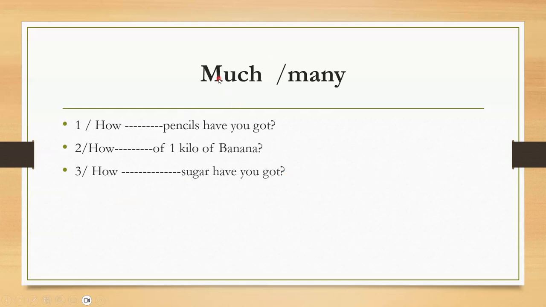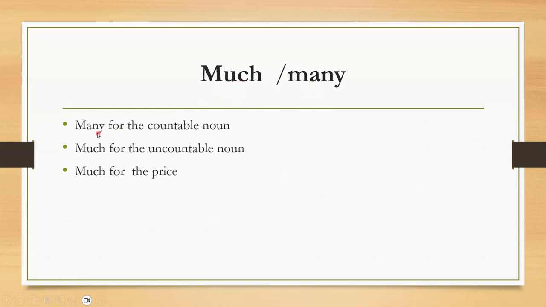Okay. Now we will use much and many. Many is for the countable noun, الأشياء التي تحسب. And much is for the uncountable noun, الأشياء التي لا أستطيع عدها.